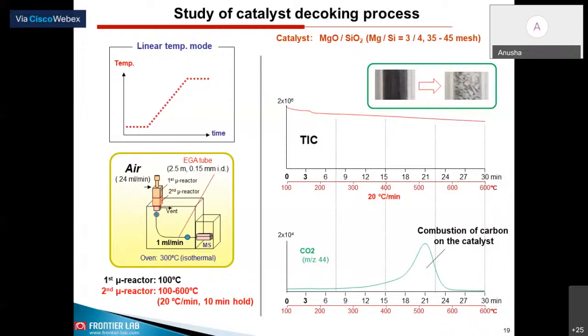So this result clearly shows us that the catalyst coke can be eliminated with a reactor temperature of 400 to 600 degrees under air. If you maintain the temperature over 400 to 600, you can clearly eliminate the coke that got deposited on the catalyst. You can even see the picture of that on the right side. The black one again turned out not as fresh as before, but kind of white.